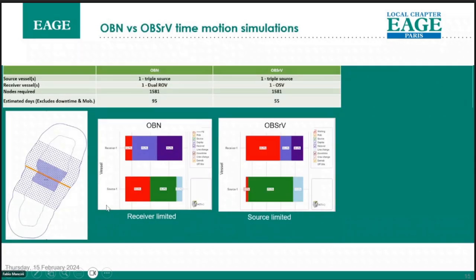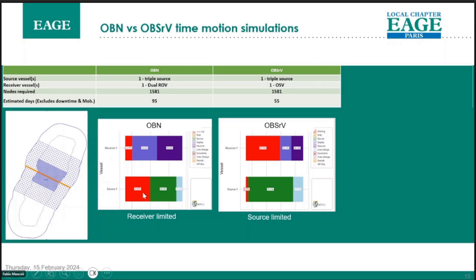When we simulate that with a time motion simulation, you can see here the results. For an ROV-driven OBN, it will take about 95 days, and this is without any mob and demob included. And when we use our units, you can see that the time is almost half. It takes 55 days.